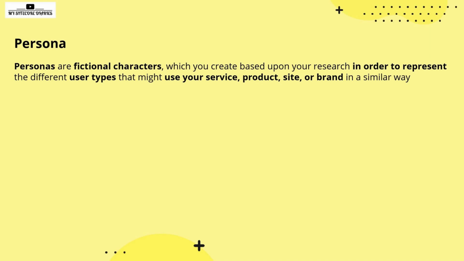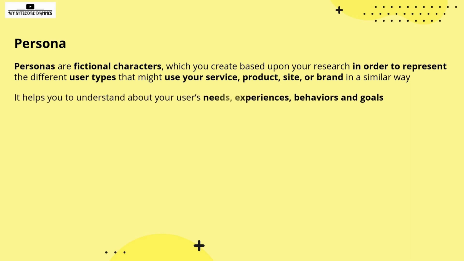So you can have type A, type B, type C users. Type A follows certain routes, type B follows certain routes, type C follows certain routes. Okay, so these types, and they have a specific characteristic, A, B, C. So those are called a persona. It is a fictional character which defines the user type on your website. It helps you to understand about your users' need, experience, behaviors, and goals. So personas will help you to understand your visitors' needs, your customer needs, their experiences, behaviors, and goals.